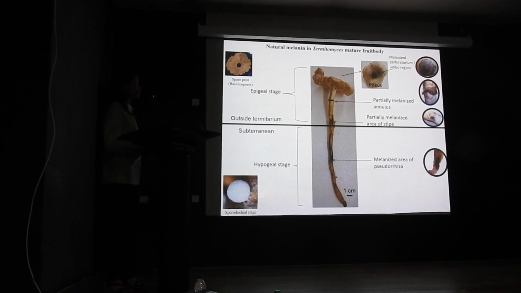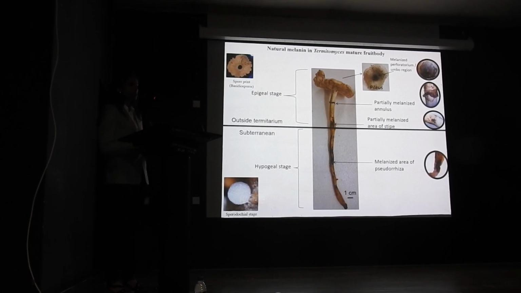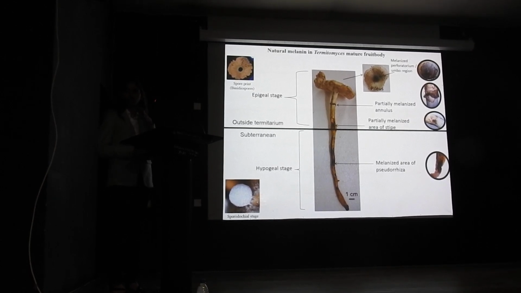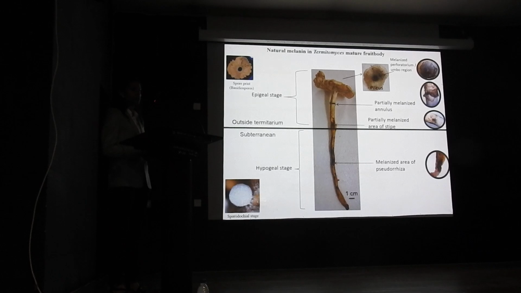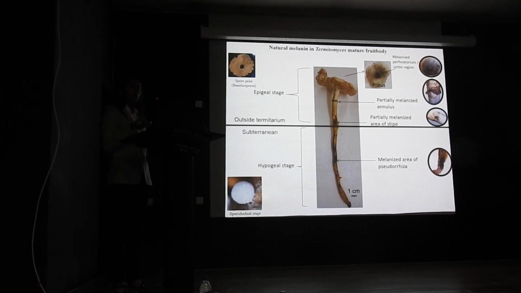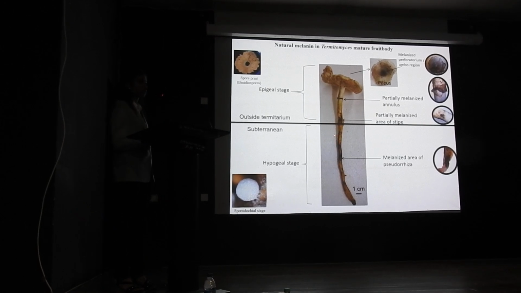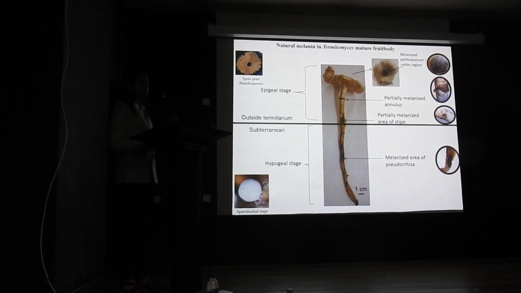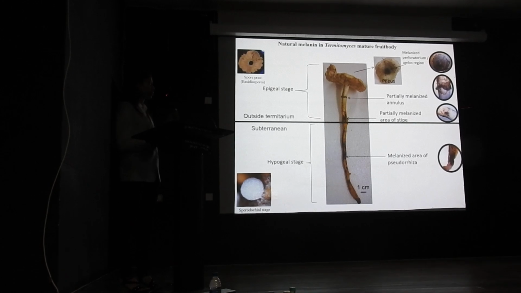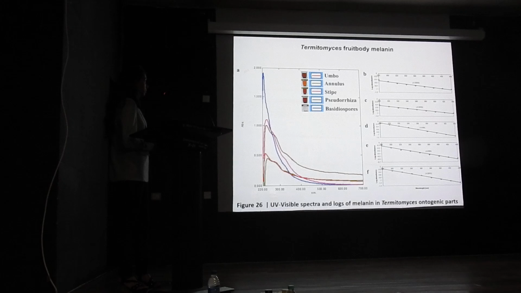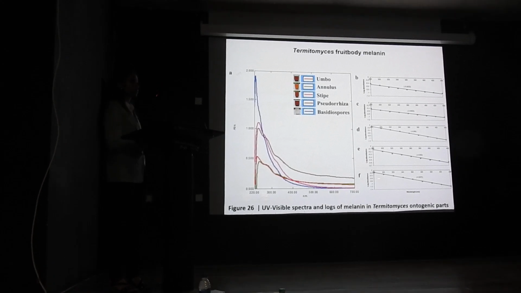So during this, what happens is that once the Termitomyces emerges out from the termite mounds, there are a lot of obstacles created by the soil above ground, and there are a lot of abrasions caused on the stipe region, and these injuries are observed to turn black in color. So the fruit body melanin was studied by UV-visible spectroscopy.